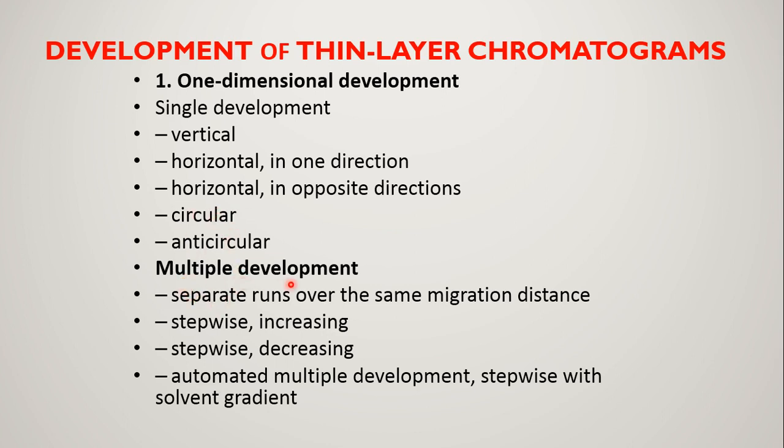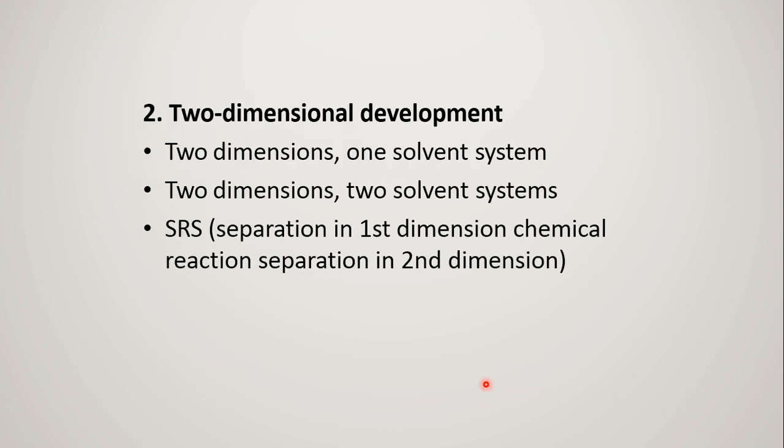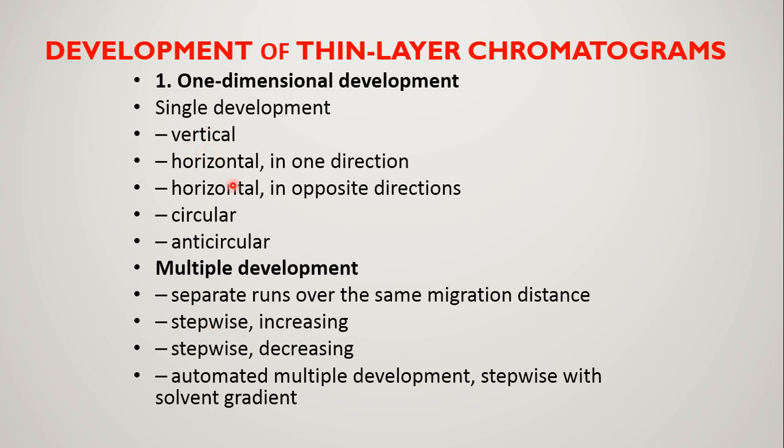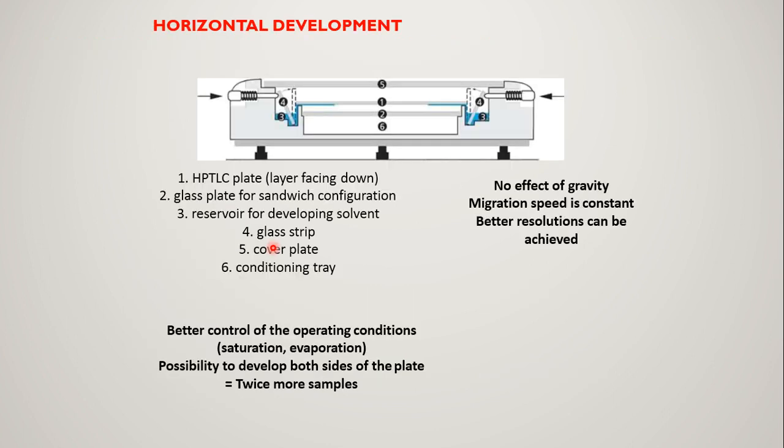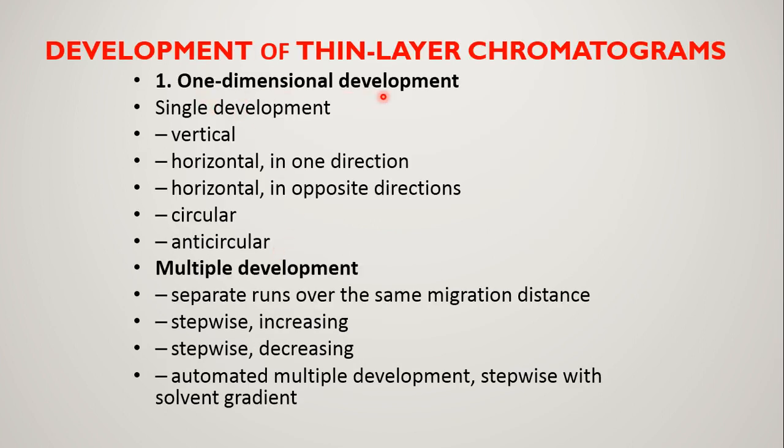Also we use multiple developments, separate runs over the same migration distance. In multiple developments we have to apply more than one sample. Here separate runs over the same migration distance, stepwise increasing and stepwise decreasing. Two types of methods could be applied for multiple developments: automated multiple development, and stepwise with solvent gradient. So whatever we have seen earlier in this lecture, these all are one dimensional development. It is also one dimensional development with multiple samples.